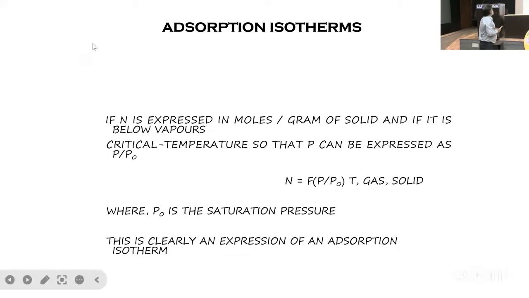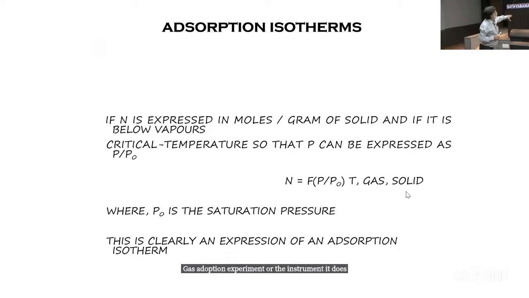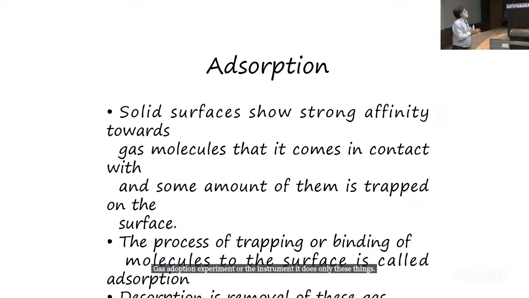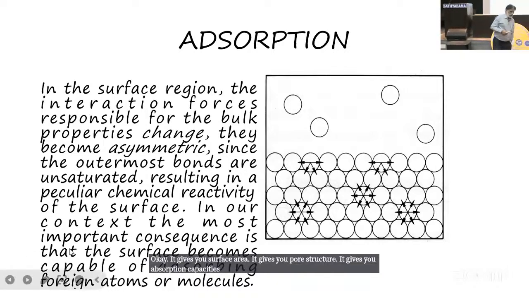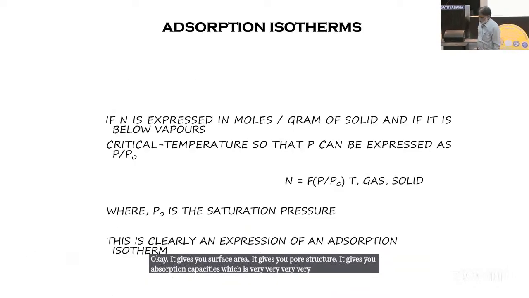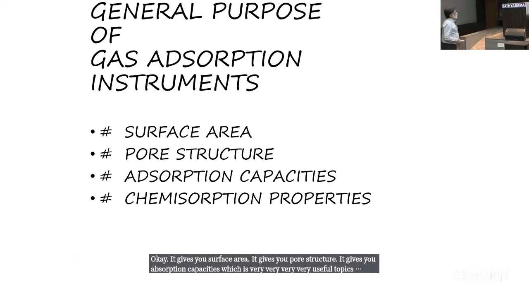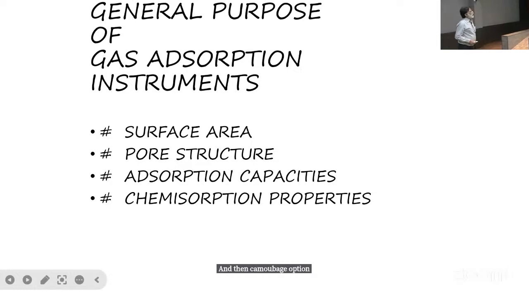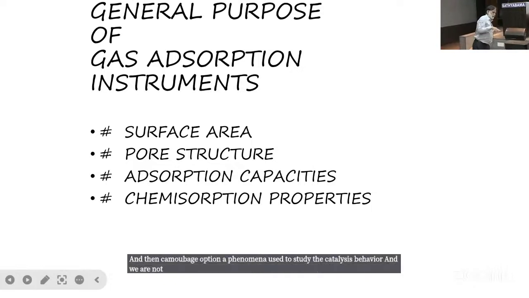A gas adsorption experiment, or the instrument, does only these things. It gives you surface area, it gives you pore structure, it gives you adsorption capacities, which are very, very useful topics nowadays. And then chemisorption, a phenomenon used to study the catalysis behavior, and we are not touching upon that during this.